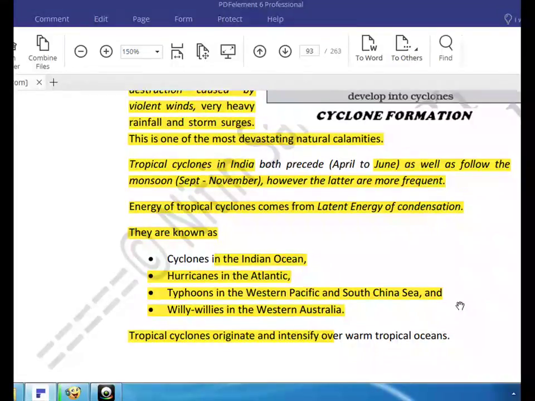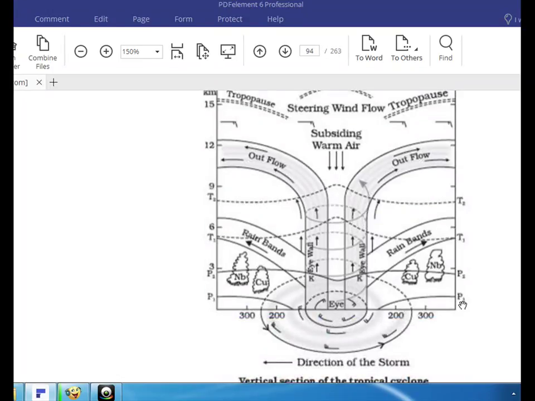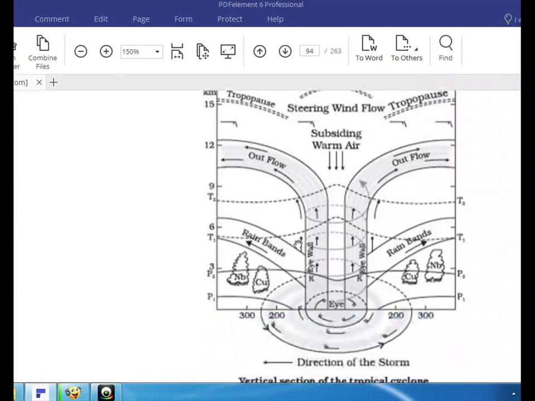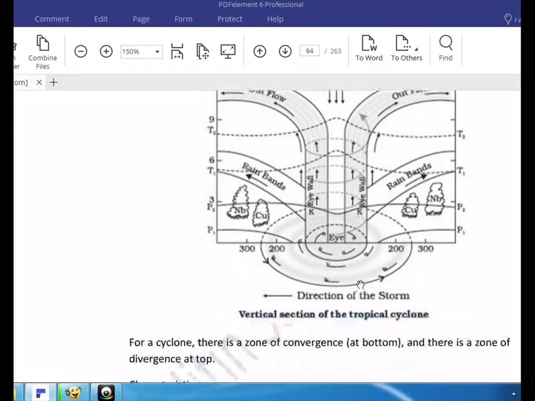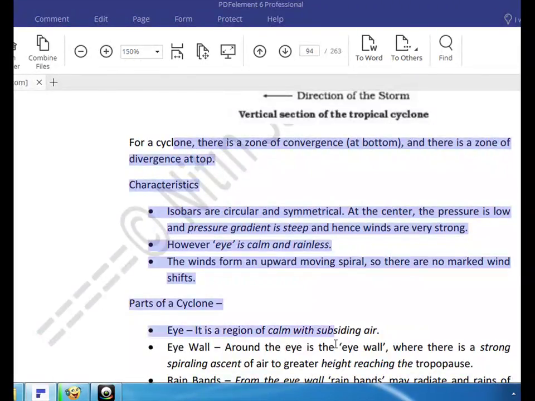Tropical cyclones originate and intensify over warm tropical oceans. For a cyclone, there is a zone of convergence at bottom and there is a zone of divergence at top. Characteristics: isobars are circular and symmetrical. At the center, the pressure is low and pressure gradient is steep, and hence winds are very strong. However, the eye is calm and rainless. The winds form an upward moving spiral, so there are no marked wind shifts.